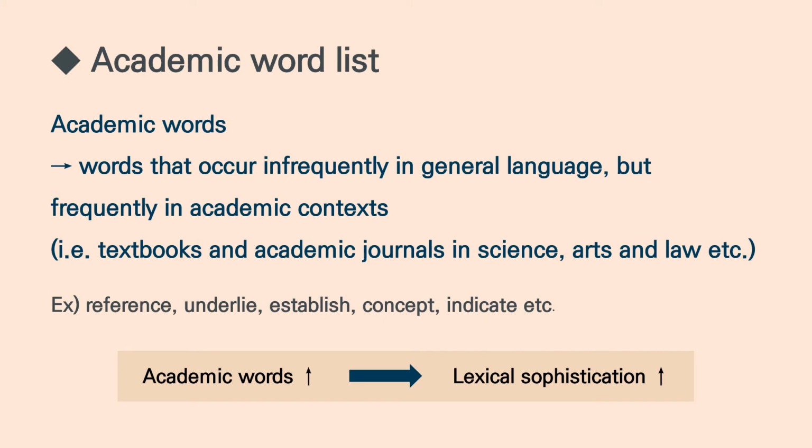The next dimension is the academic word list. Academic words refers to the words that occur infrequently in general language but occur frequently in academic contexts such as textbooks and academic journals in science, art, and law. The words like reference, underlie, establish, concept, indicate are examples of academic words. In terms of lexical sophistication, texts which contain more academic words are considered lexically more sophisticated.